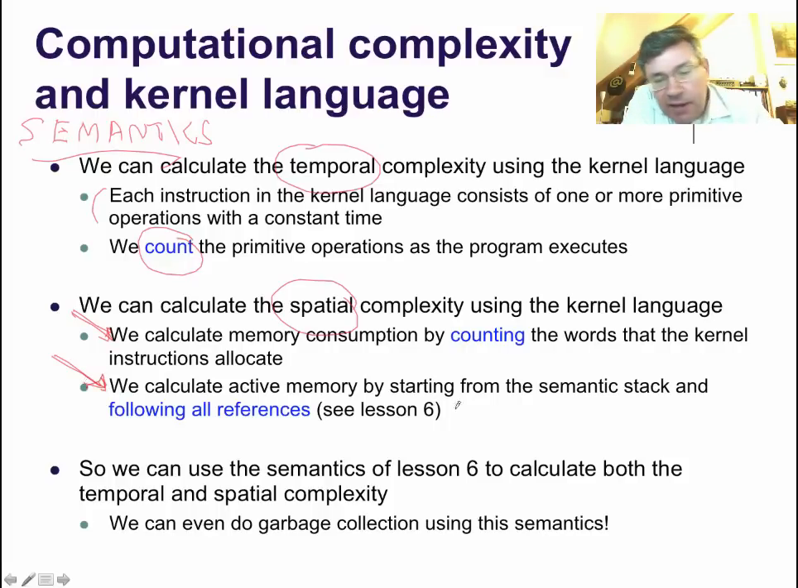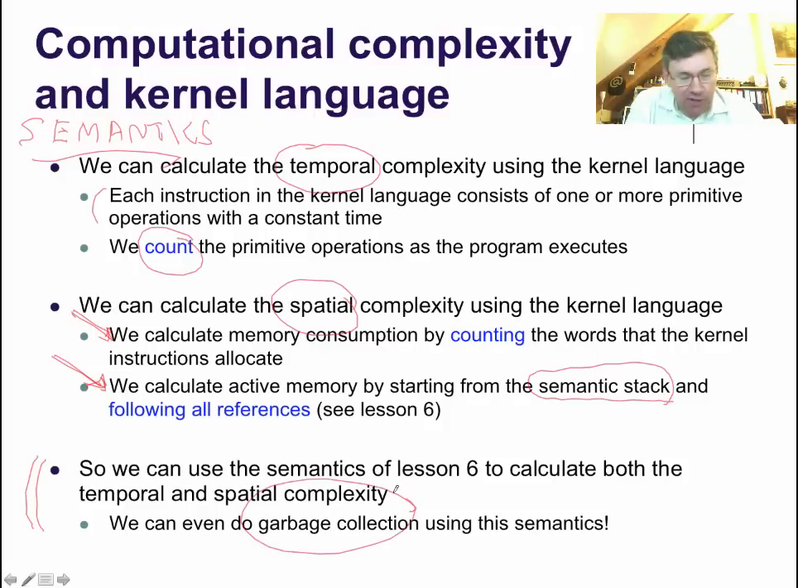And the way to do that is to start from the semantic stack. This is a core part of the semantics that we'll see next week, and follow all the references, and everything we find is active, and everything we don't find but is still sitting in memory is inactive. So with the semantics we will see next week, we can calculate both temporal and spatial complexity, and we can even do garbage collection in the semantics. So garbage collection is not a mysterious operation done by the runtime system. It's a very simple, clean thing that you can easily understand in the semantics.